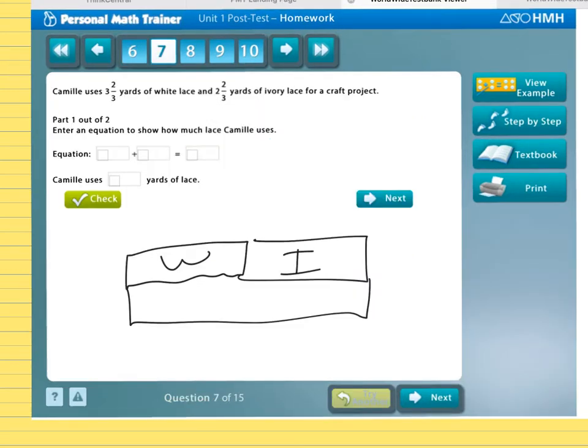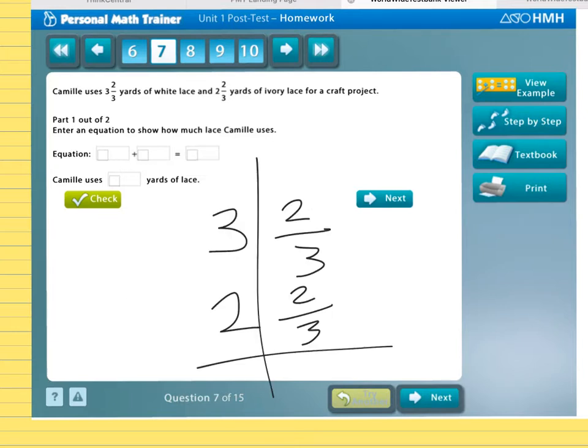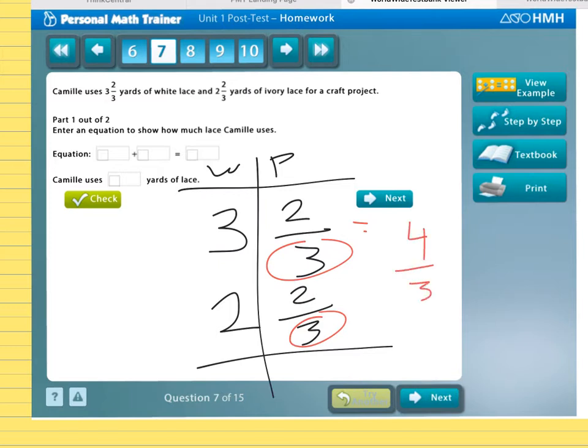Looking at this problem, after you unpack it, it's pretty clear that it's a part-part whole model. In other words, we're taking the two parts, we're combining them to make a whole. So I've drawn the model here, part-part whole, with the white and the ivory here, and then the total would be that. So we need to combine these two mixed numbers to get our answer. Alright, next step would be to line them up vertically between the wholes and the parts. Good news on this is that we do have common denominators, so they are like fractions, so we can just add those parts together. 2 and 2 makes 4, so that would be 4/3 there.